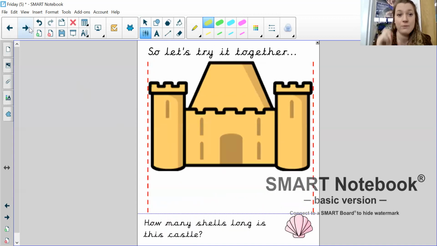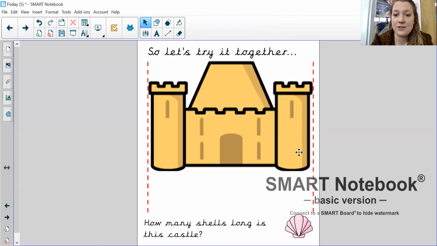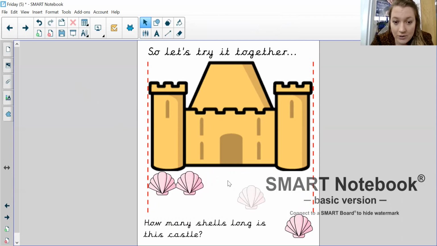So remembering our rules, let's measure the length of the castle using some pictures of shells. Rule number 1 was the shells all have to be the same size, which they are. Rule number 2, I must not leave any gaps. You see I've left a gap, so I need to make sure that my shells are not leaving any gaps. Otherwise, I'm not going to get an accurate measurement.